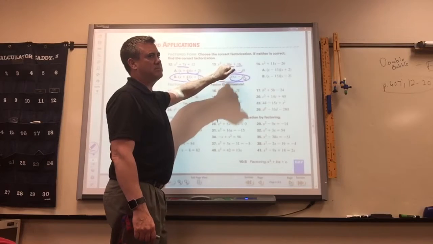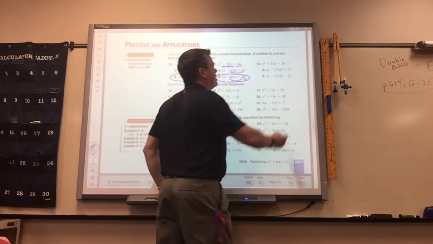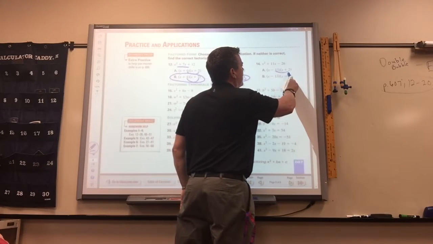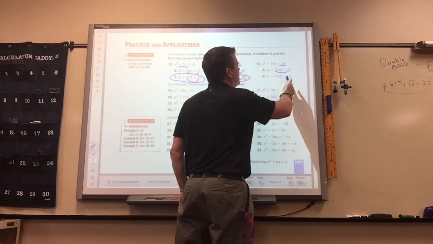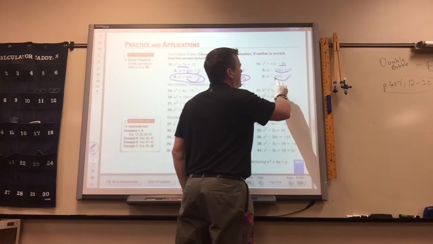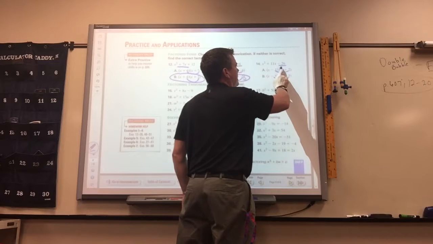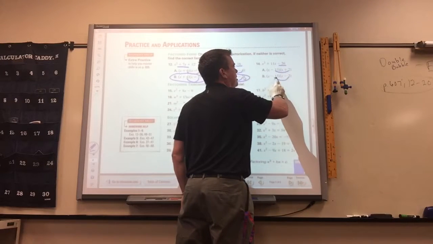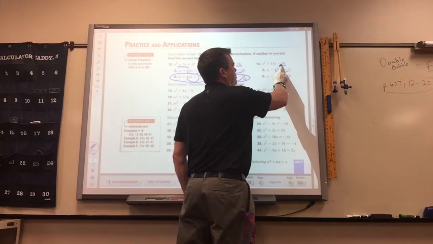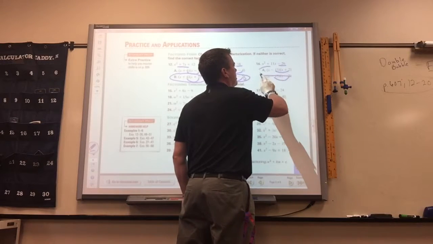the middle term. So here, negative times positive 2 is negative 26, but negative times negative is positive. So this one would give you a positive 26, so that wouldn't work.